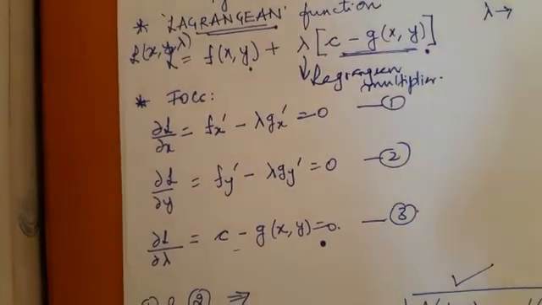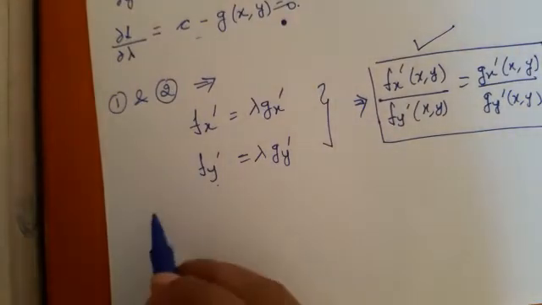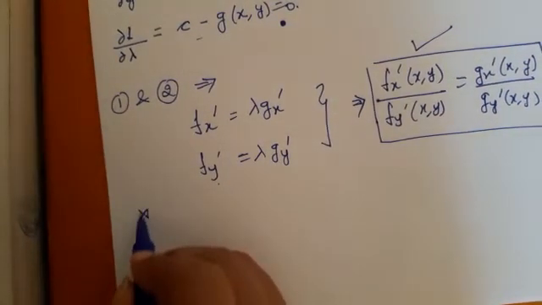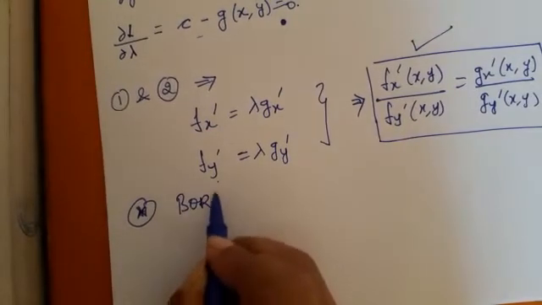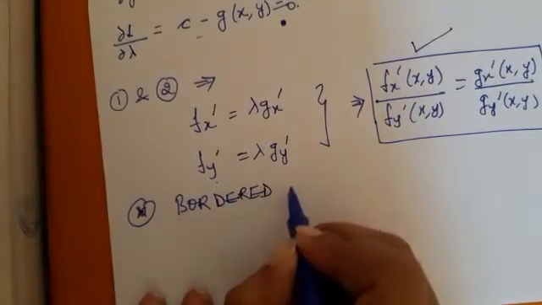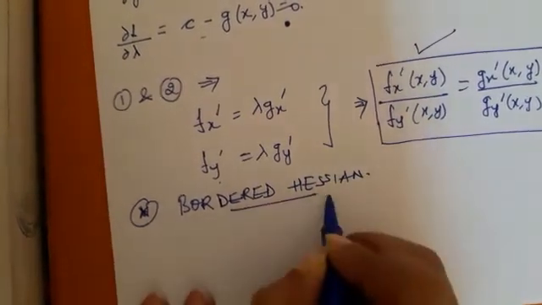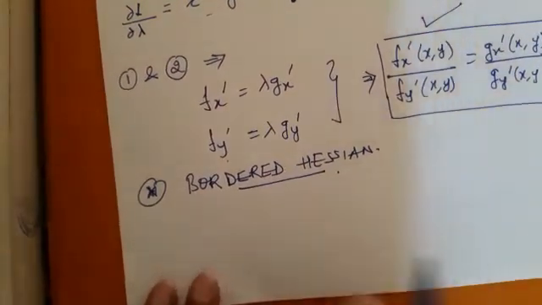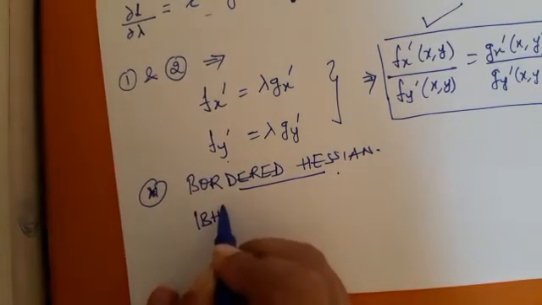So to check for sufficiency, to check for whether you actually have a max or a min, you have to look at the second order conditions, and for that we set up what is known as, so this is step 3, the bordered Hessian. Right, now what exactly is a bordered Hessian? This is a matrix that we set up, and we check for the determinant of that matrix.